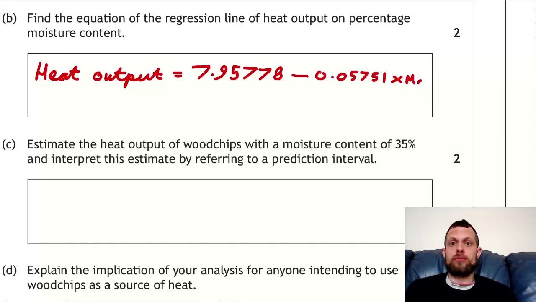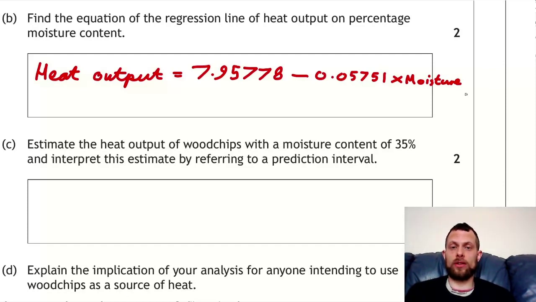You could also have written this the other way round. Heat output equals minus 0.05751 times moisture plus 7.95778. That would have been equally correct.